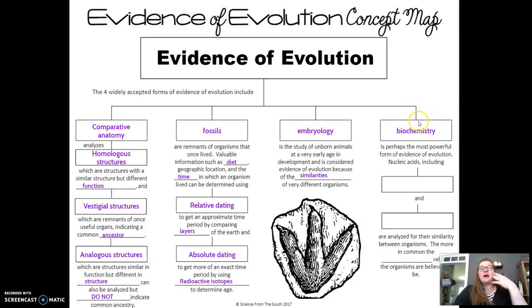All right, and finally, we've got biochemistry. So this is possibly the most powerful form of evidence for evolution. So nucleic acids, including the most famous, DNA, deoxyribonucleic acid, and RNA are analyzed for the similarity between organisms. The more in common, the more closely related the organisms are believed to be. So the more of your DNA and RNA you share, the more closely related you are.